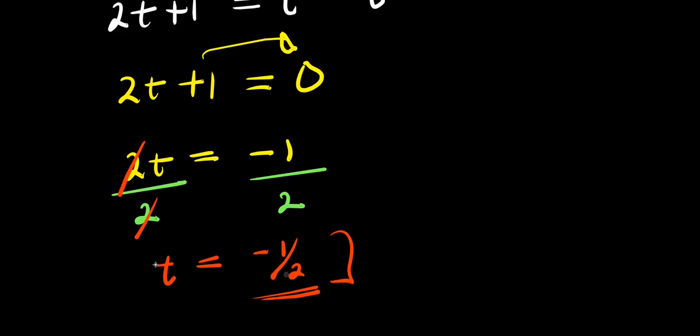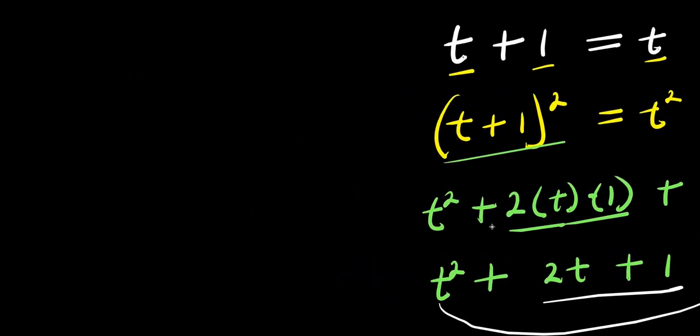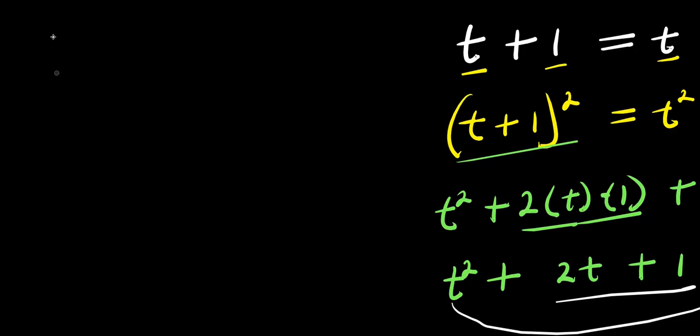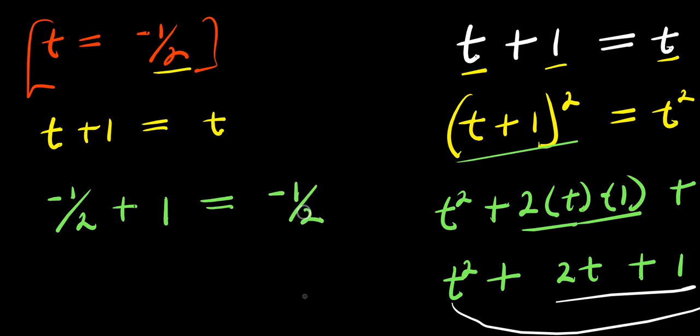Now, this is the answer that we have gotten. So the next step will be for us to insert this answer back into that particular equation and see if it's going to satisfy this equation. So what I have here is t equals negative 1 over 2, what we have solved so far. And the question remains t plus 1 equals t. So let's substitute this for t. We have negative 1 over 2 plus 1. Is it equal to negative 1 over 2?